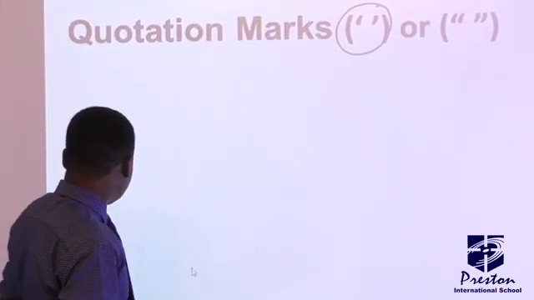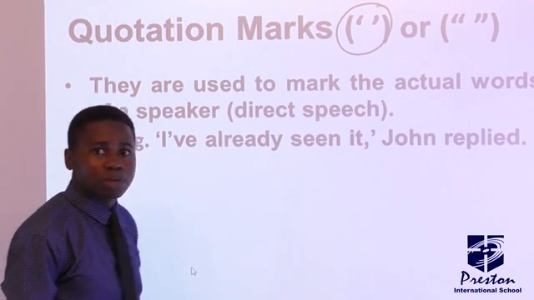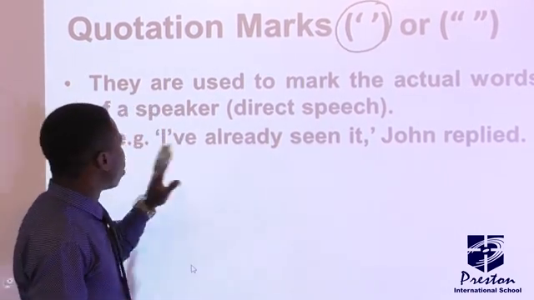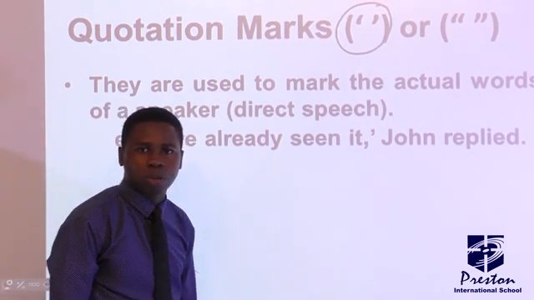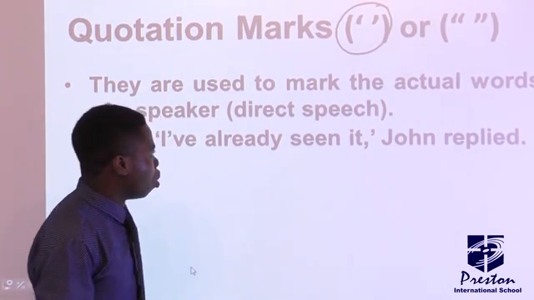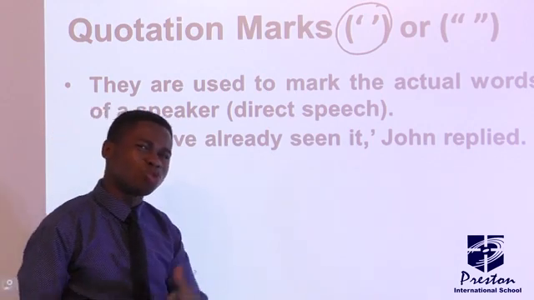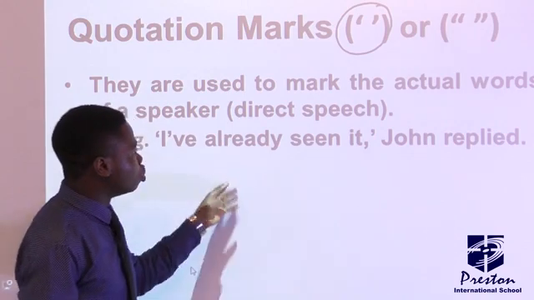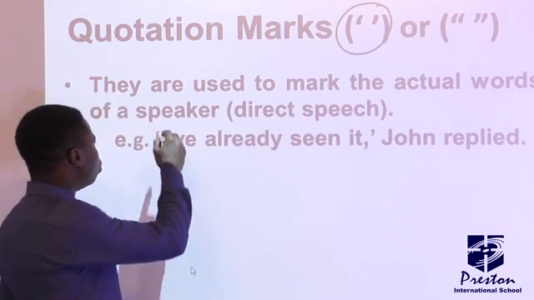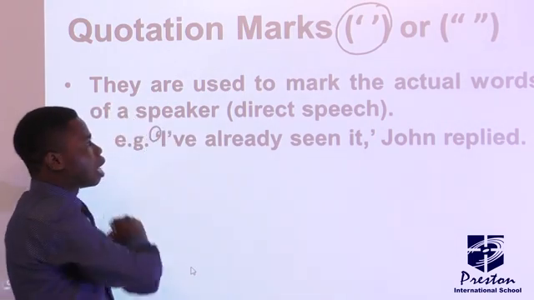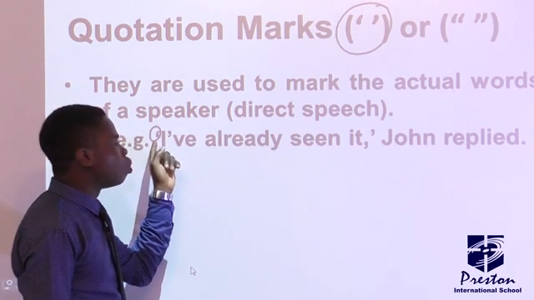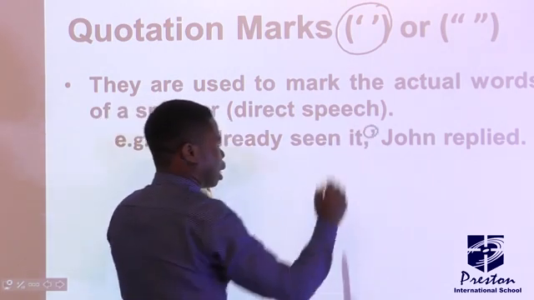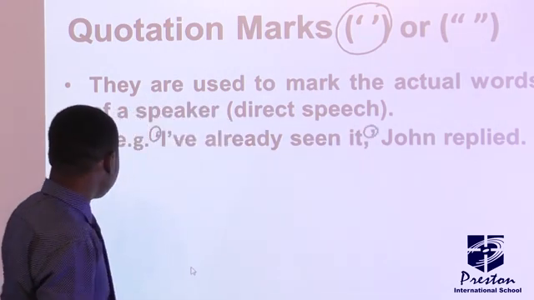So what do we use this particular punctuation mark for? They are used to mark the actual words of the speaker. We've done one or two things on direct and indirect speech before now. When someone says something and you want to report what that person has said in their exact words, you use direct speech, and that is when you use quotation marks. So we have a single quotation mark opening what John replied, and we have it closed here.